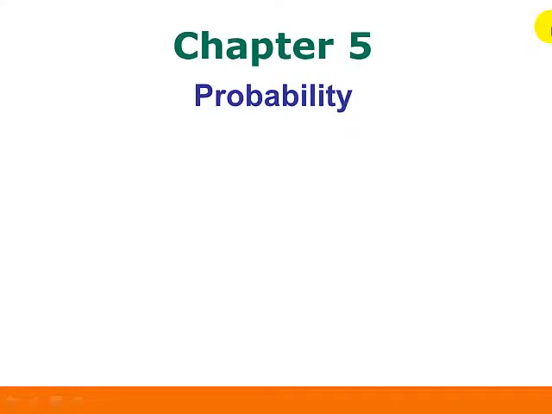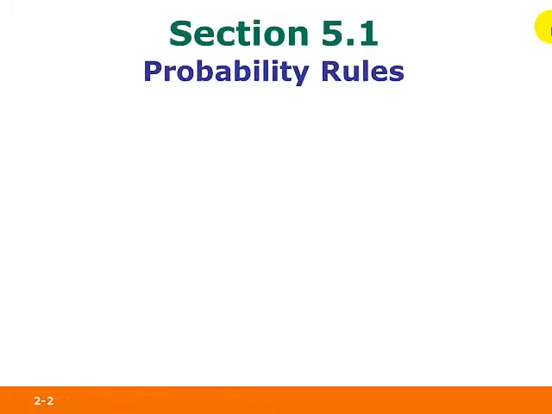Hi, this is your video for sections 5.1 and 5.2, and this is the beginning of chapter 5, which is all about probability. So section 5.1 is about some basic probability rules.